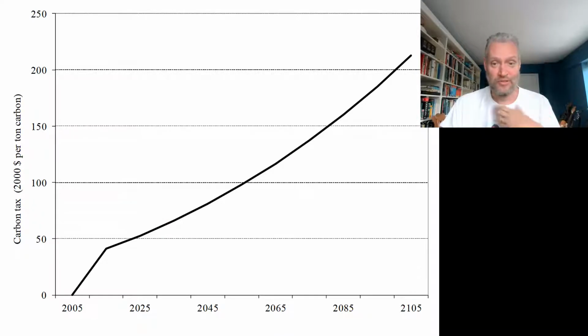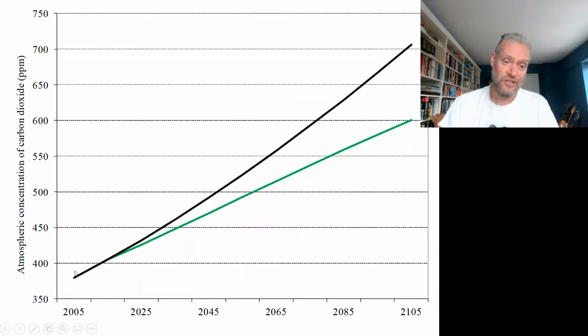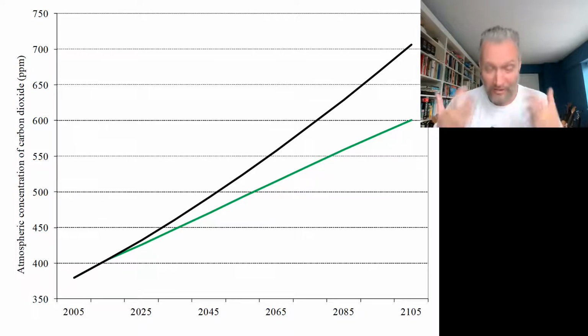And what happens to the concentration of CO2 in the atmosphere is that the black curve here is a scenario without climate policy, and then in green you're looking at the atmospheric concentration of CO2 if there is a climate policy, and lo and behold, he ends up at around 600 parts per million. So he imposes a slightly higher carbon tax than I suggested and reaches a slightly lower concentration.